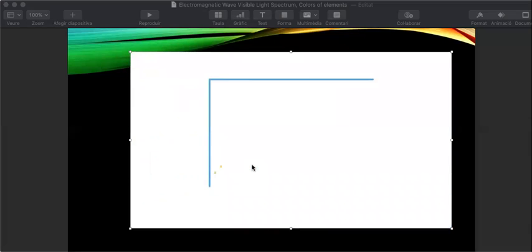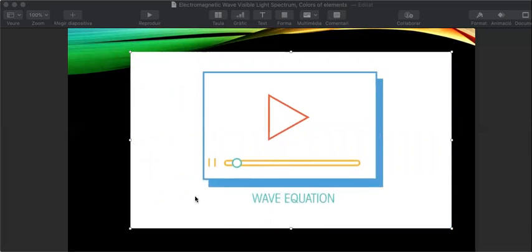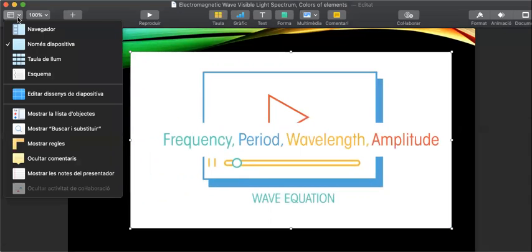In another video, we'll be looking at the wave speed equation and connecting wavelengths and frequencies. For now, you just need to know what these four key words mean.